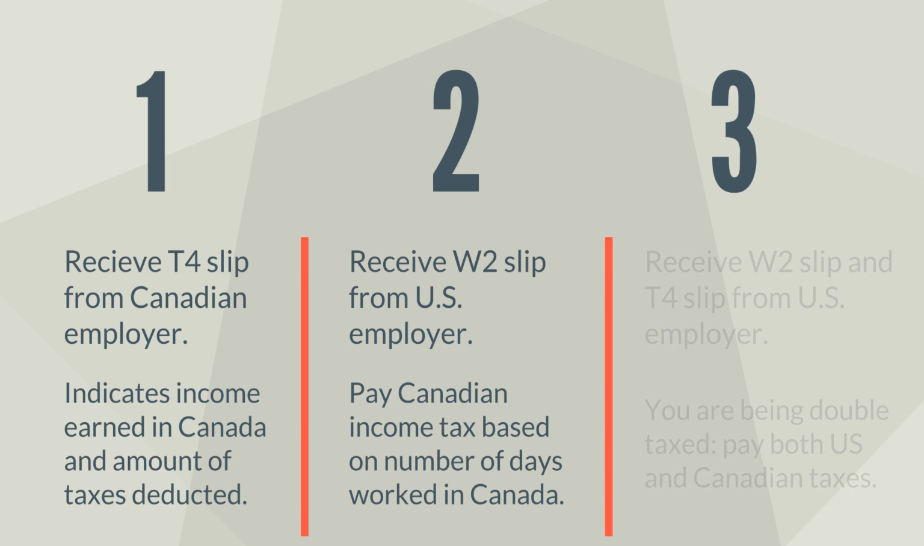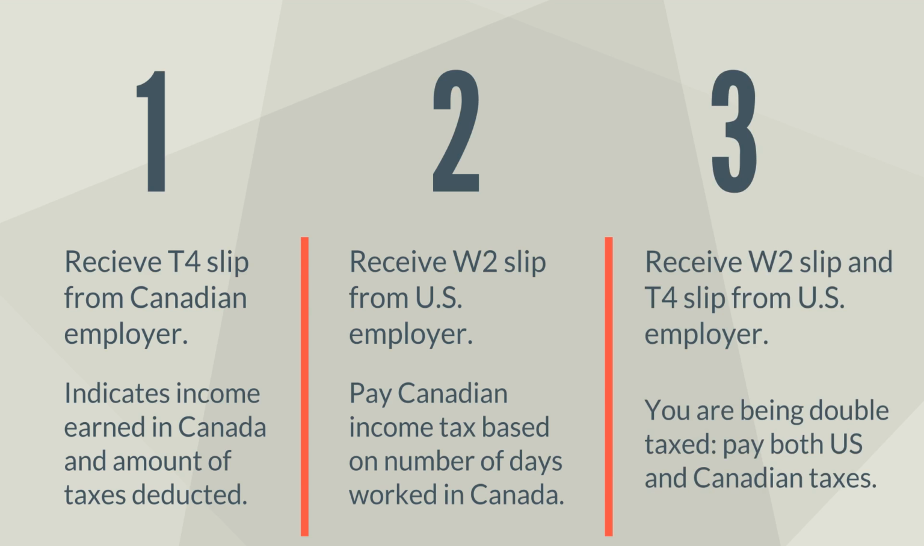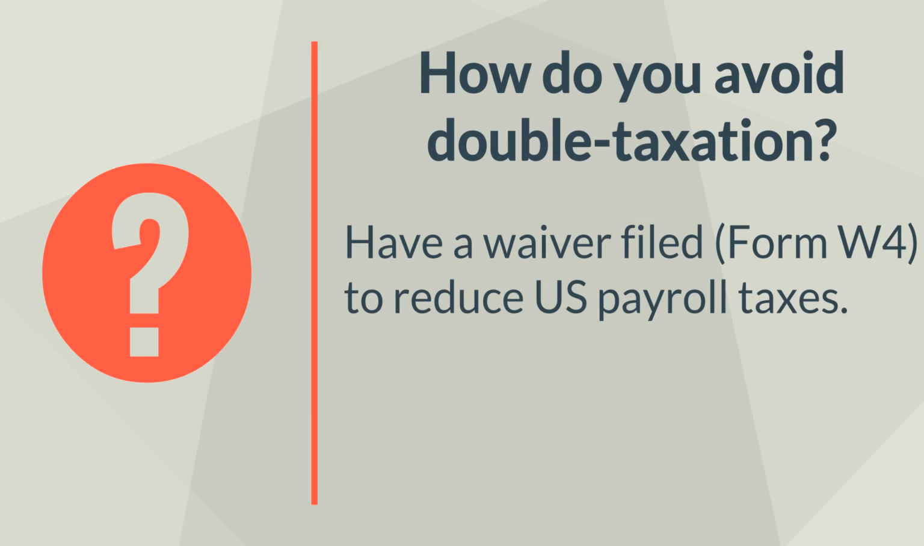Category 3. You receive a W-2 slip and a T4 slip from your U.S. employer. In this case, taxes are being deducted twice from your paychecks, once for U.S. payroll taxes and then again for Canadian payroll taxes. To avoid double taxation, consider having a waiver filed, known as Form W-4, to reduce your U.S. payroll taxes.